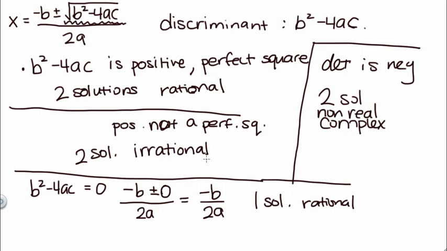Okay, and if you take a look at the textbook, this is nicely organized, much better than what I've done, in a table. So once again, if the discriminant is positive and it's a perfect square, then you get two solutions that are rational. If the discriminant is positive but it's not a perfect square, then you get two solutions that are irrational. If the discriminant is 0, you get one rational solution. If the discriminant is negative, then you get two solutions that are non-real complex because you have a square root of a negative number.